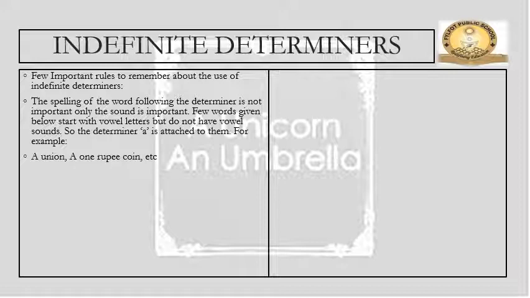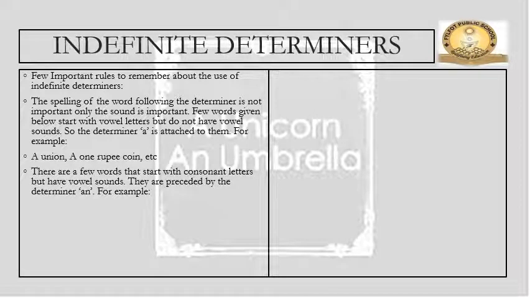And then there are a few words that start with a consonant letter but have a vowel sound in them. So they are preceded by the determiner an. For example, an honest man, an honor. So here, though your word is beginning with a consonant letter, the sound which it is producing is a vowel. So you're going to use an.